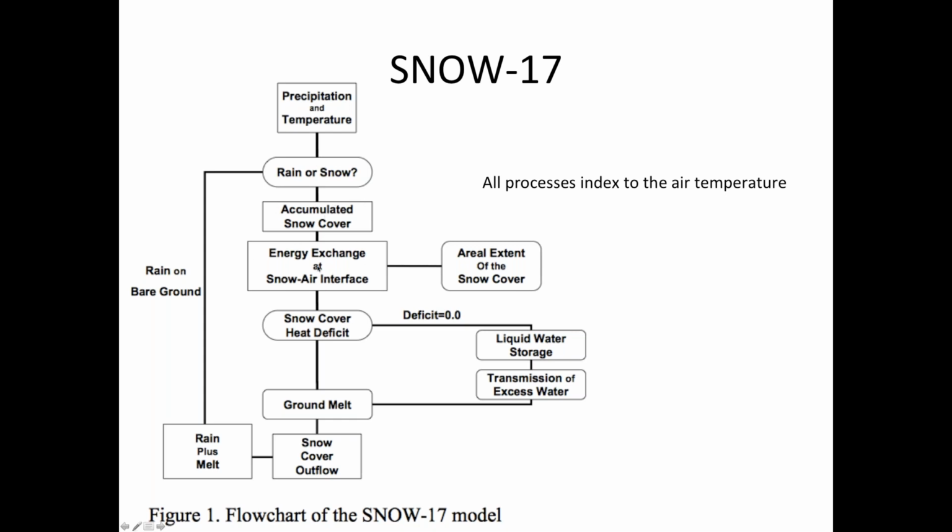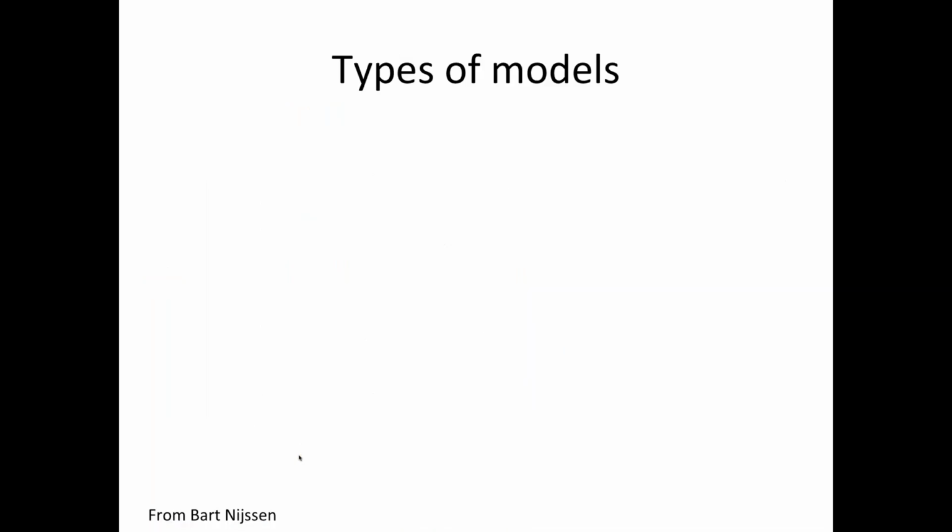You then have energy exchange at the snow air interface. You keep track of how much heat deficit or cold content there is in the middle of the snow. You can have liquid water stored or passed through your snowpack. You can have ground melt your snowpack, and then you get water outflow at the bottom of your snow. And if it's rain, you can follow the other pathway where rain plus melt leads to snow cover outflow. And we'll go through some of the equations.